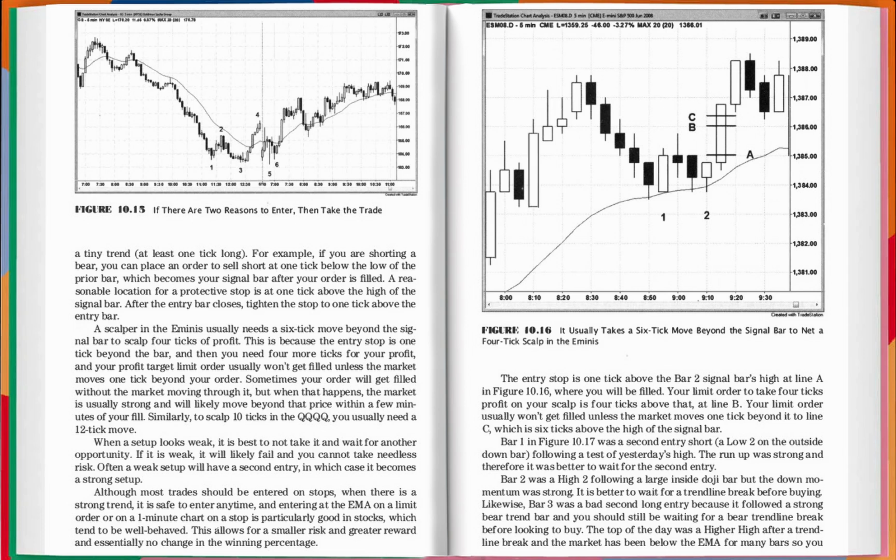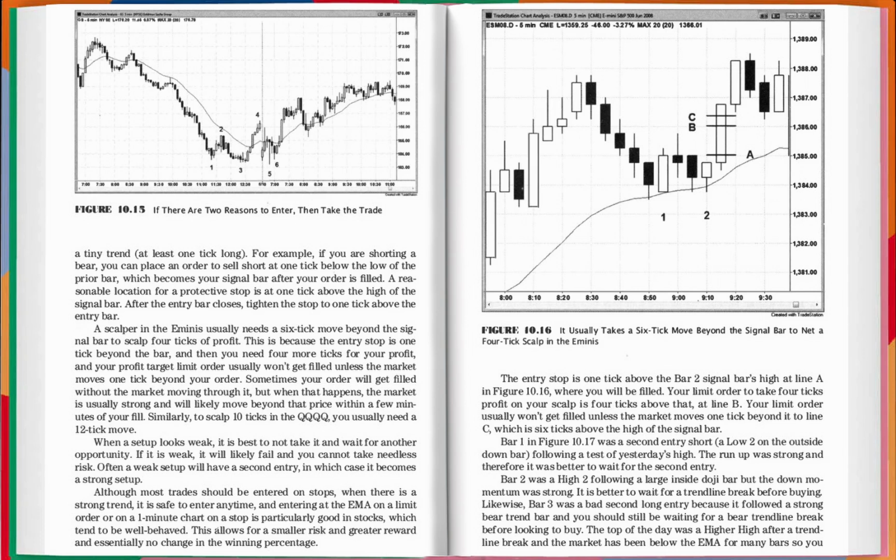Bar 1 in figure 10.17 was a second entry short, a low 2 on the outside down bar following a test of yesterday's high. The run-up was strong and therefore it was better to wait for the second entry. Bar 2 was a high 2 following a large inside doji bar, but the down momentum was strong. It is better to wait for a trendline break before buying. Likewise, bar 3 was a bad second long entry because it followed a strong bear trend bar and you should still be waiting for a bear trendline break before looking to buy.